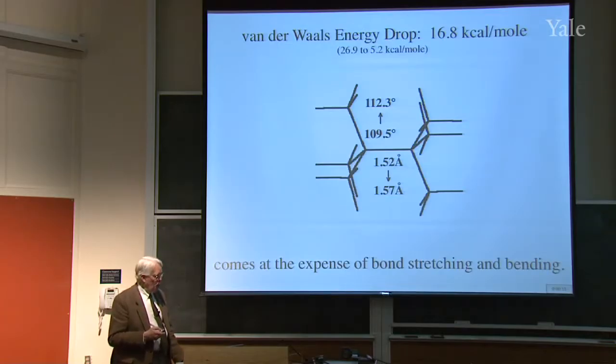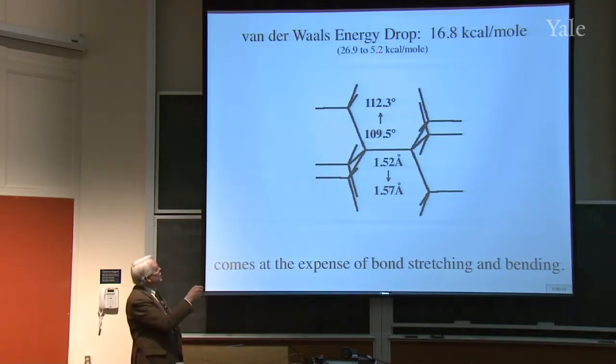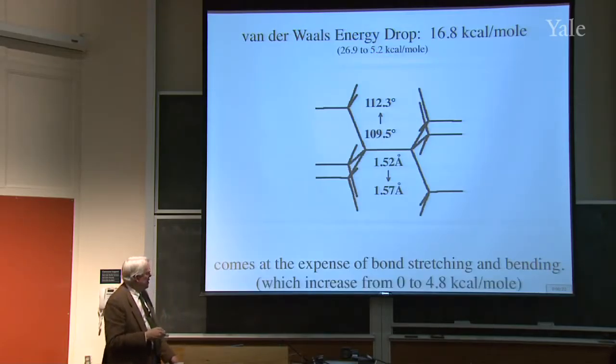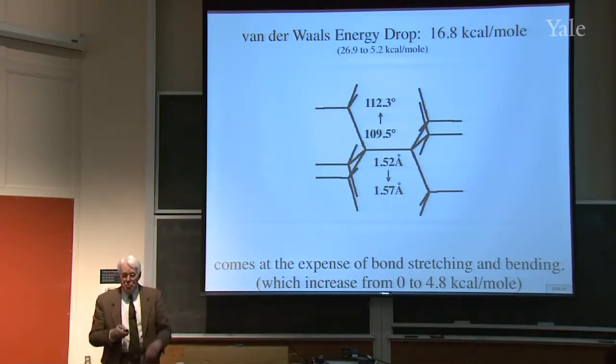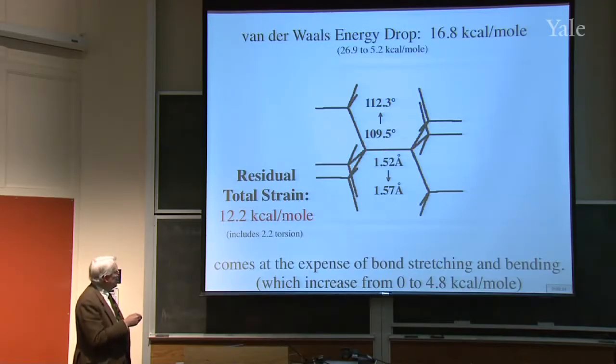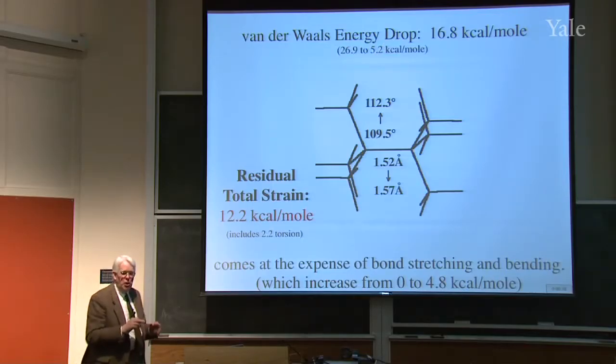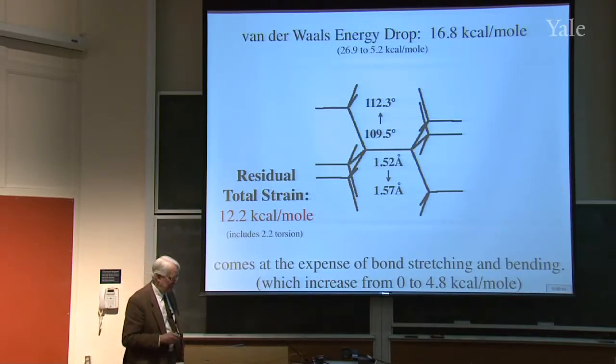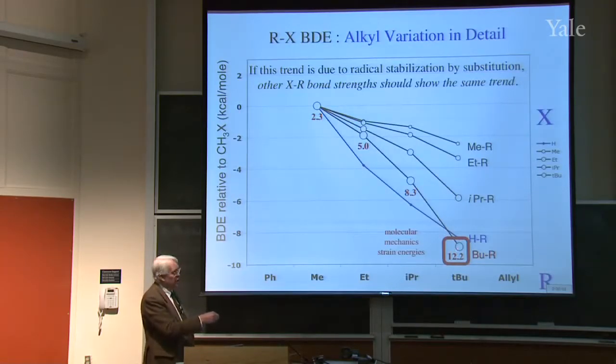So even though we've gotten down to only 5.2 kilocalories per mole of van der Waals strain, there's now an increase of 4.8 kilocalories per mole from stretching and bending. So the total strain in two tert-butyls bonded together is 12.2. That is 4.8 plus 5.2 plus 2.2 of torsional energy that's in there. Okay, so that's where that number comes from. So that's the 12.2, and you can do similar calculations to get these other values.